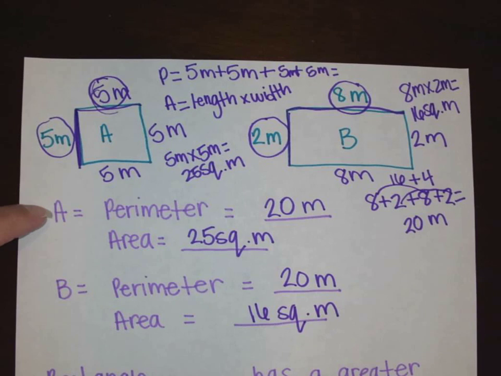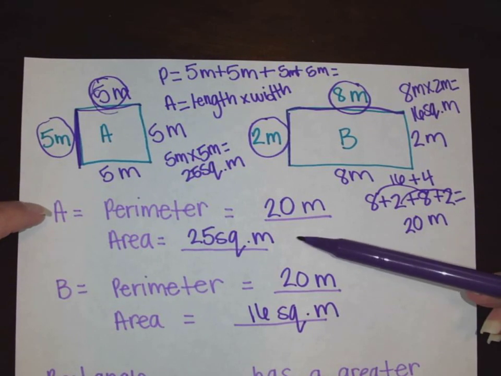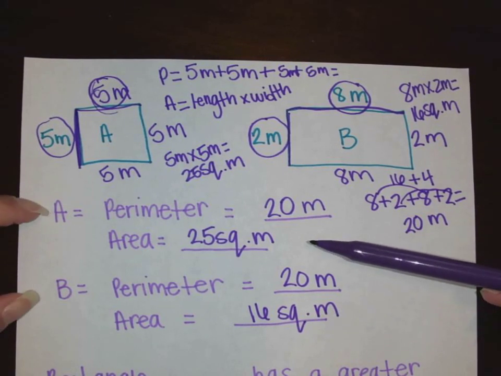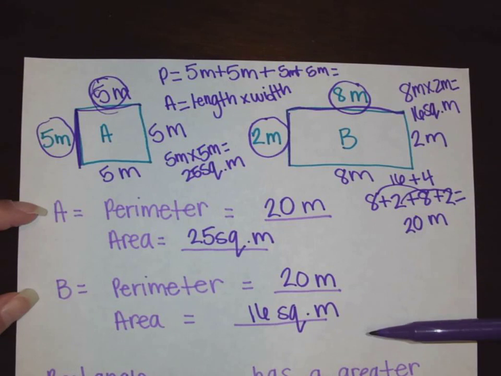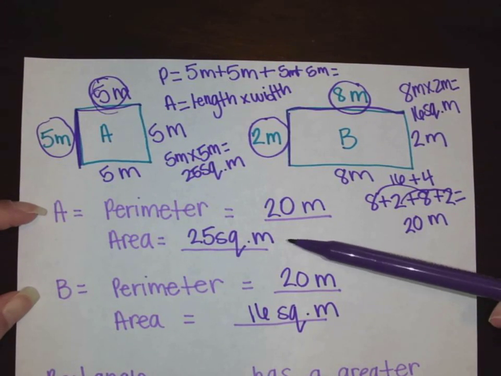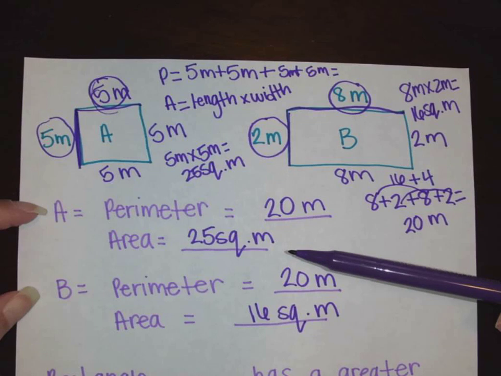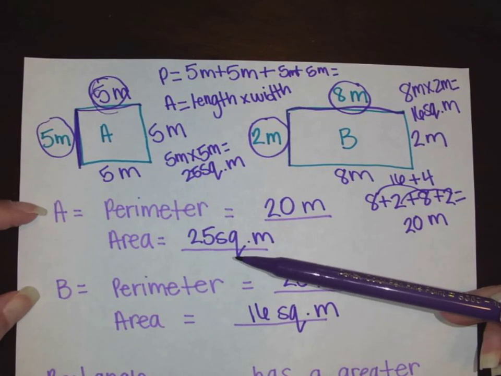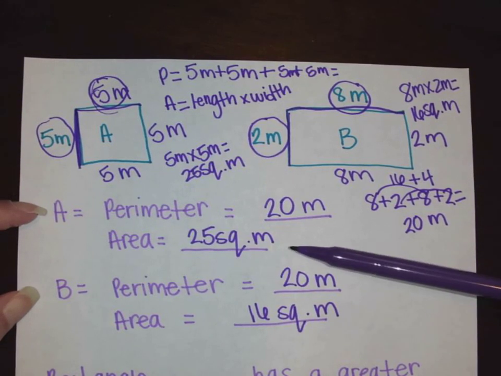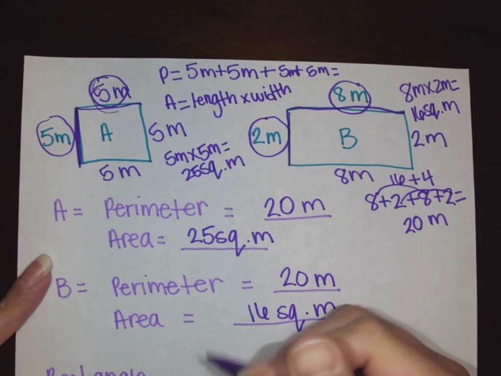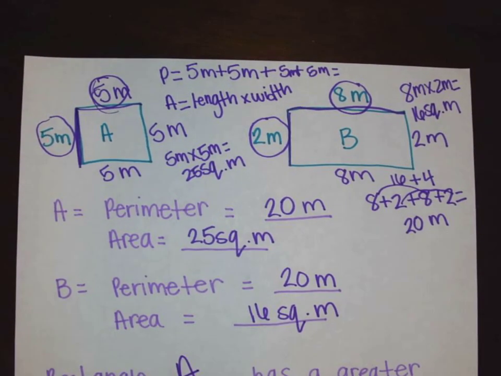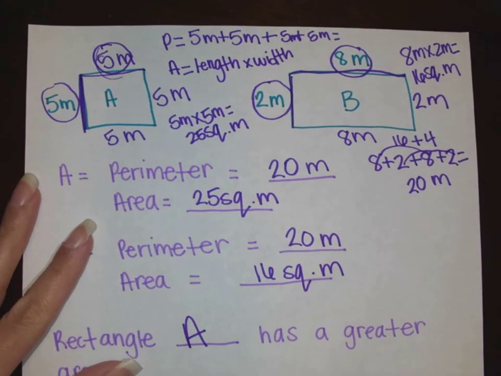Now that we wrote everything down, let's figure out which rectangle has a greater area. Well, for figure A, the area is 25 square meters, and for figure B, the area is 16 square meters. Because 25 square meters is larger, right? 25 is larger than 16. That means that figure A, rectangle A, has a greater area.